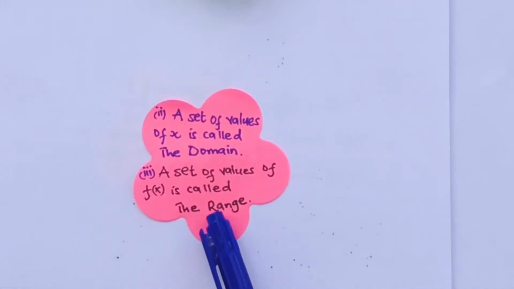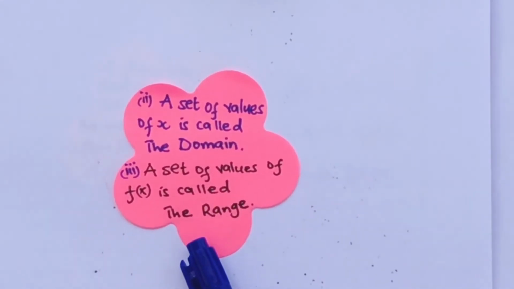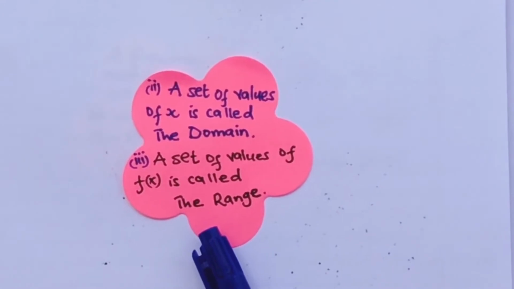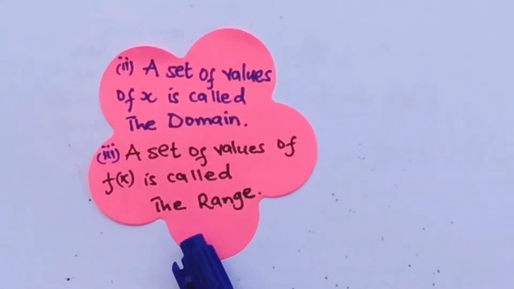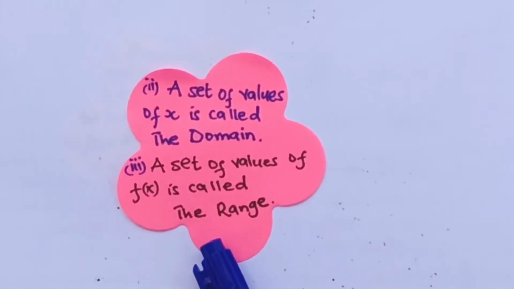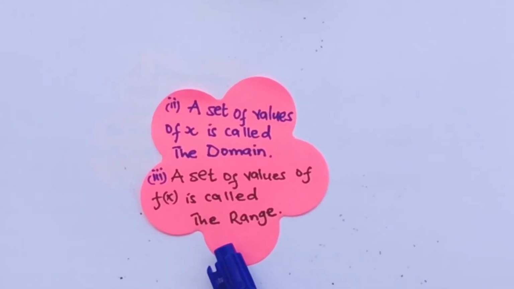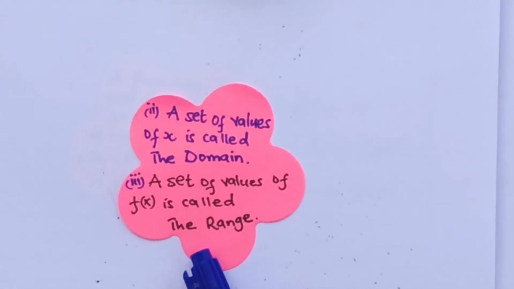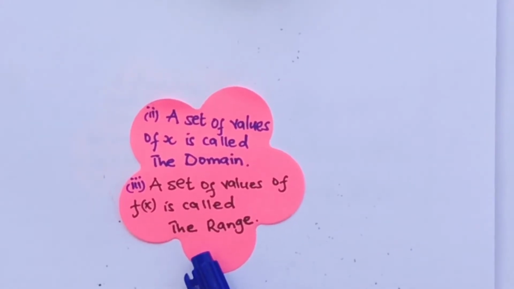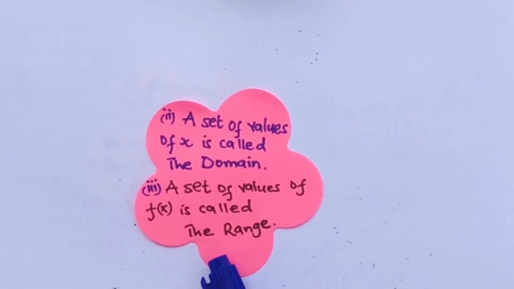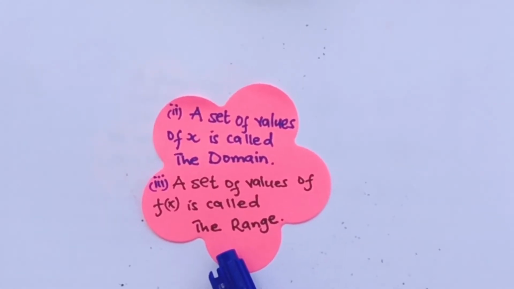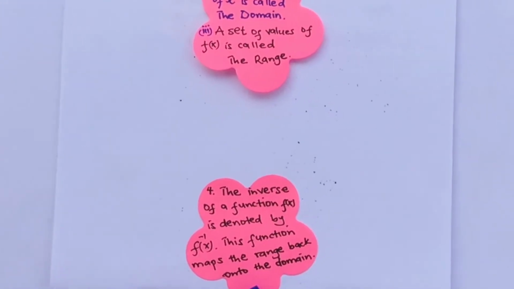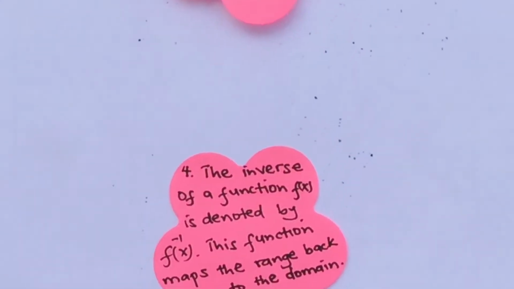So in Roman numeral 2 here, we're saying a set of values of x is the one we call the domain. And then a set of values of f of x that we get from x is the one we call the range. So we now know the domain and the range as the content of our mapping diagram, which is an arrow diagram. And then number 4 here, we now talk about the inverse.